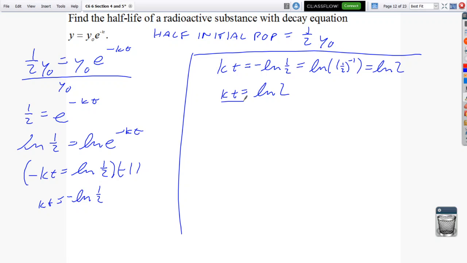My half-life equation here, in order to figure out how long it's going to take for me to get half of my material, or half of my material to decay, take ln of 2 divided by k. There's your half-life formula. You simply take your decay constant, divide ln of 2 by it, and you can find out how long it's going to take for you to lose half of your material.